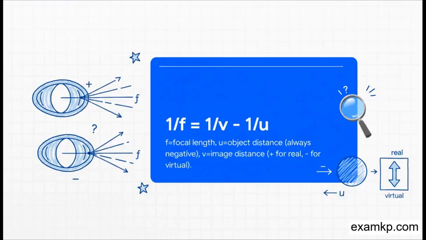f is your focal length. It's positive for a converging convex lens and negative for a diverging concave lens. Easy enough. Now u is the object distance. For the convention we use for WAEC and JAMB, we always take the object distance u as negative. This is so important. And finally, v is the image distance. If your calculation gives you a positive v, you've got a real image. If it comes out negative, it's a virtual image. Please, write this down somewhere you won't forget.